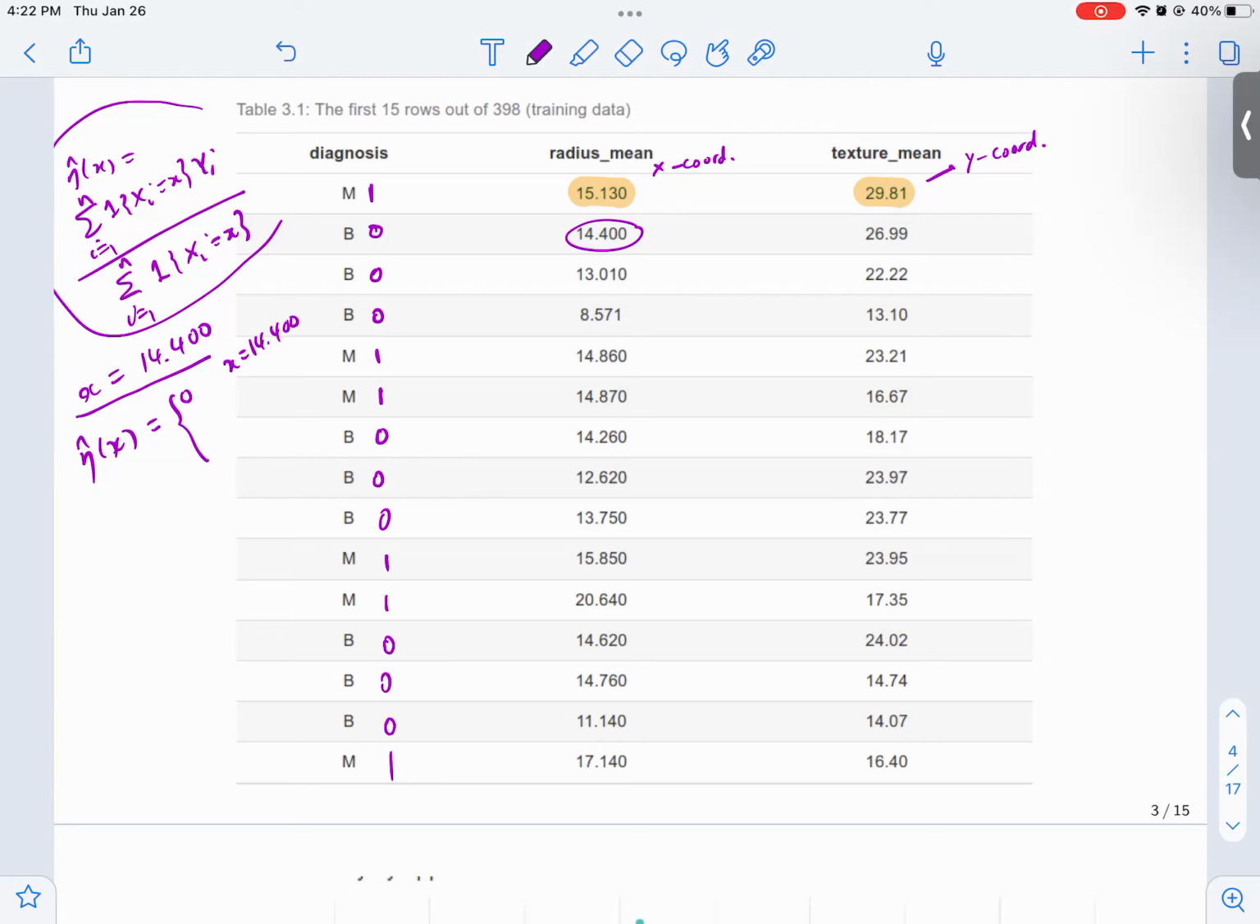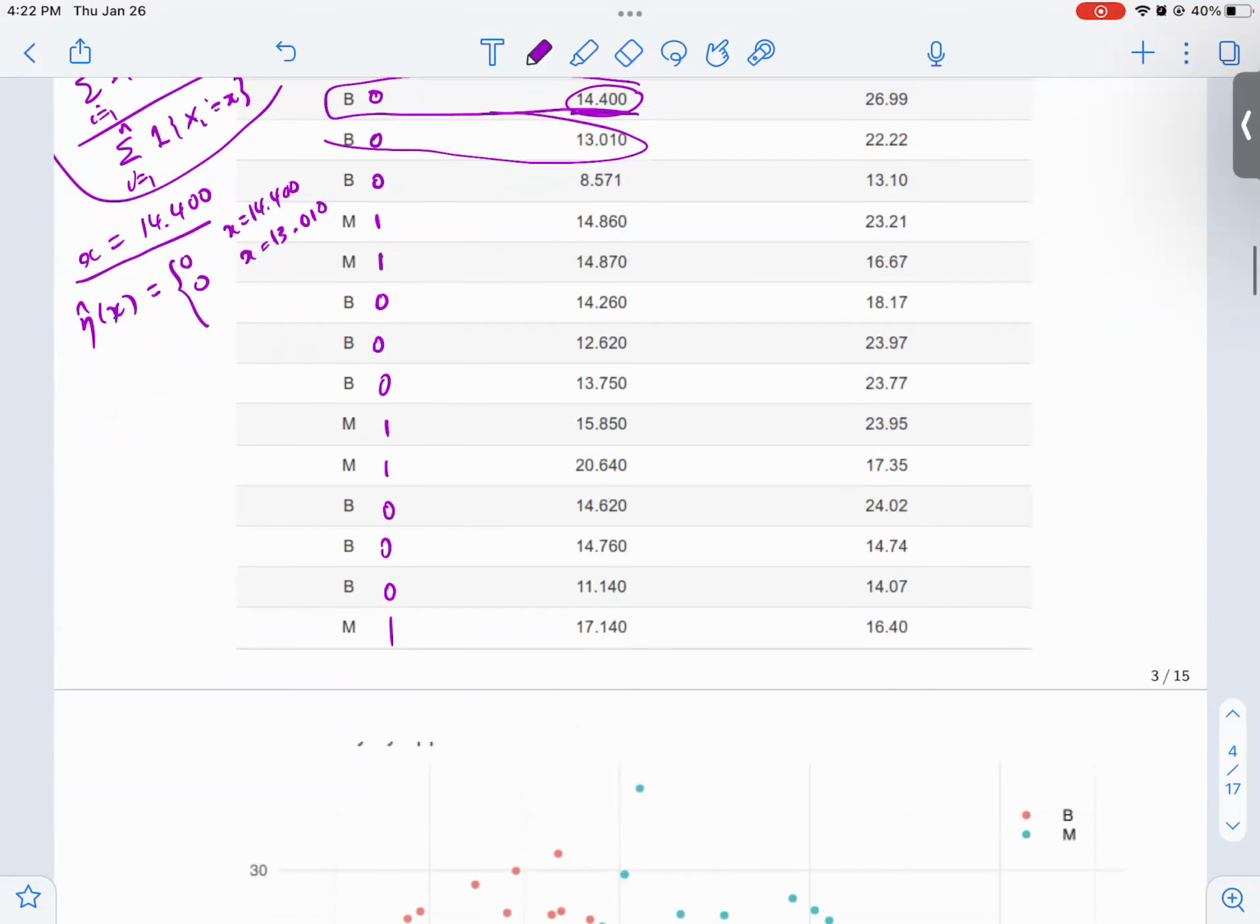Right. If you look at that sum, only one of these indicators would be active because no other xi is equal to x except the xi of this row. So everything is 0 except for this row, and you just average the y's over that single row, which is just going to give you the y of that row. And if x is 13.010, you just look at this row and it's going to be 0. So if x is equal to one of these training examples, that's just going to give you yi.